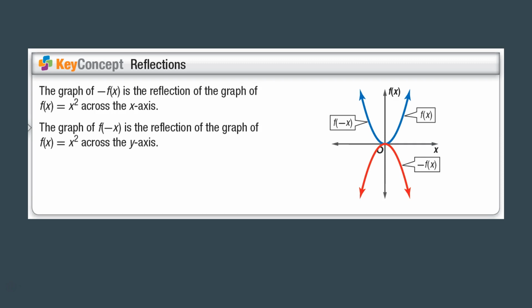Alright, so reflections, think about a mirror. Here would be like the mirror. It's being flipped. You can see it. And this is really going to be when you see that negative with the f of x. That's how you know that we have a reflection. So this one is f of x, and we have negative f of x here.